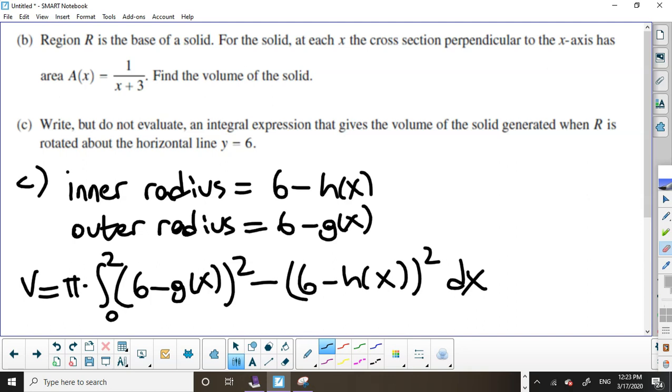Alright guys, in this problem we talked about how to find the area in between curves and how to find the volume for the cross sections.